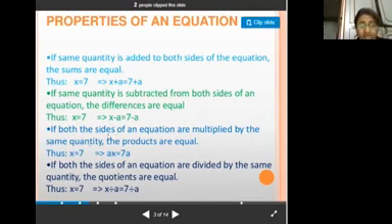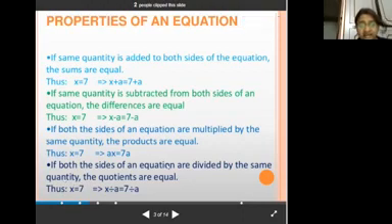If both the sides of an equation are multiplied by the same quantity, the products are equal. That means if we multiply a on both the sides of the equation x is equal to 7, ax is equal to 7a. a is any constant, it can be 100, 200, 2, 3, 4, anything.